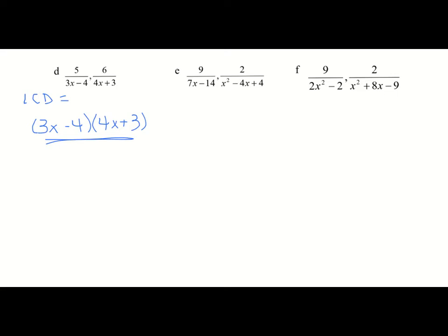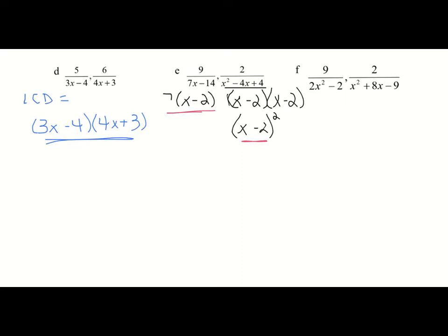Now for E, we can factor each denominator. So for the first one, I can pull out a 7, so it becomes 7 times x minus 2. And then the other one would factor to x minus 2 times x minus 2, or if we want to simplify it, x minus 2 squared. So now when we look at our factors, we have 7 times x minus 2 and x minus 2 squared.